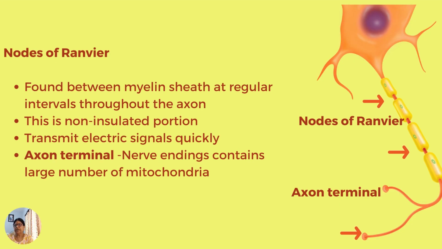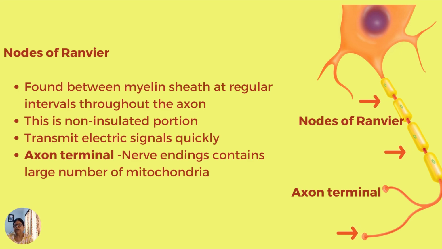Nodes of Ranvier are located between sheaths of myelin. They facilitate speedy electric transmission. The axon here stays uninsulated at equidistant points, which are, as I said, called the nodes of Ranvier.